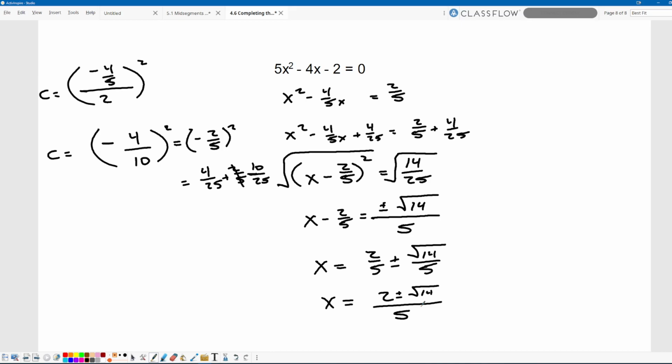So that's a quick rundown on completing the square. We have an assignment over this. If you have questions, just let me know.